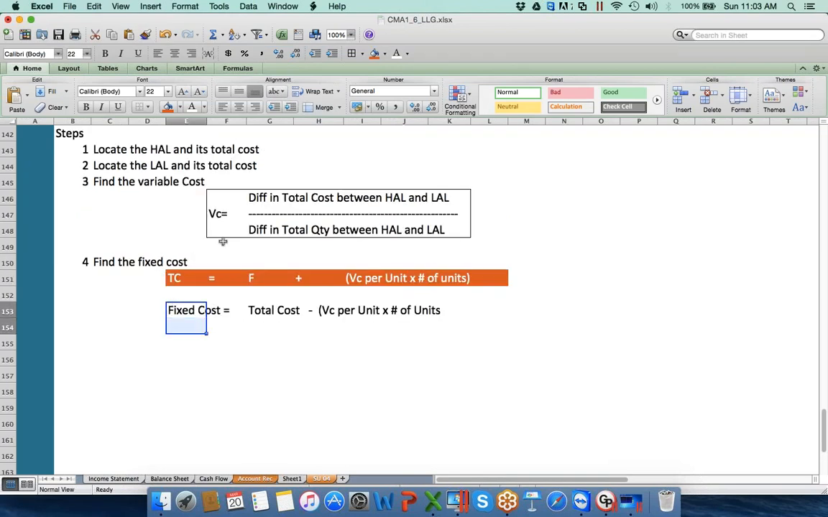Once you find out fixed cost and variable cost per unit, at any activity level within the relevant range, you can estimate the total cost. In fact, the importance of the high-low method is not only to find out variable cost and fixed cost, but we can also estimate the cost at a given activity level within a relevant range. Now let us take an example and find out fixed cost and variable cost.